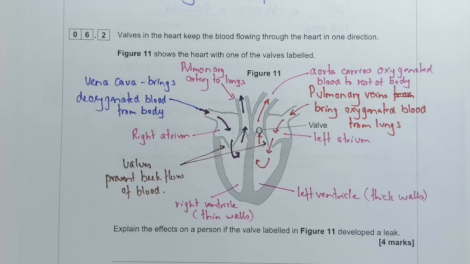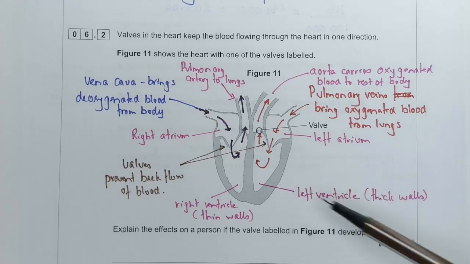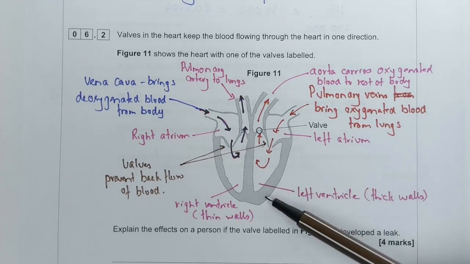So here's a fully labeled heart. Let me walk you through. Starting from the bottom, this is the left ventricle. How do I know it? This wall is actually thicker.